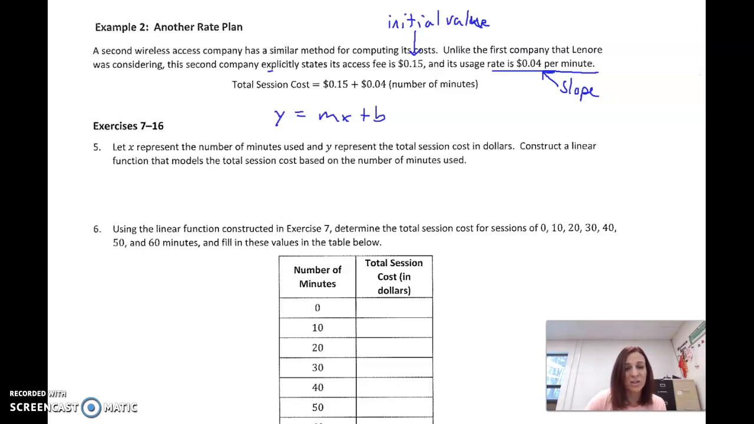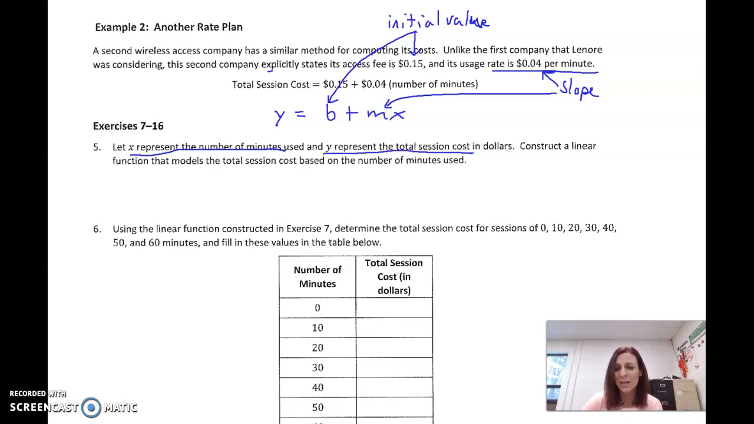And I'm actually going to change it here, because in this case we have b plus mx. And you know what? It really doesn't matter. Our initial value is whatever's being added on, whether it comes first or second. And our slope, our rate of change, is whatever number is attached to the x. So it says let x represent the number of minutes and y represent the total cost. Construct a linear function that models the total session cost based on the number of minutes used. And that sounds really, really confusing. Construct a linear function. Write an equation.